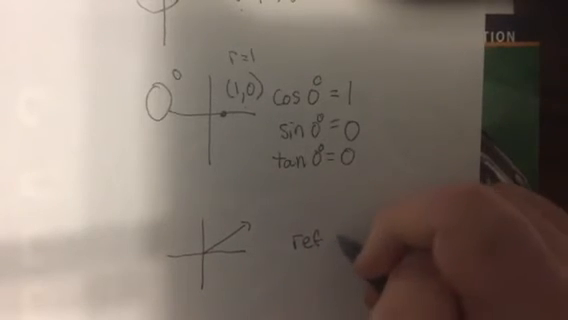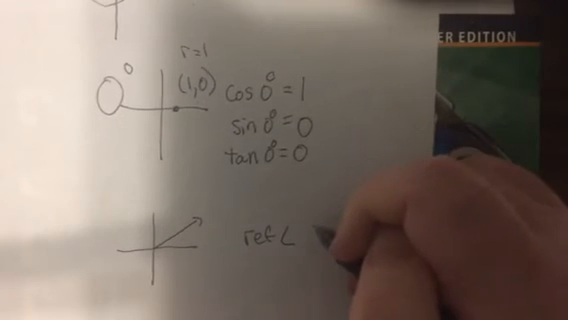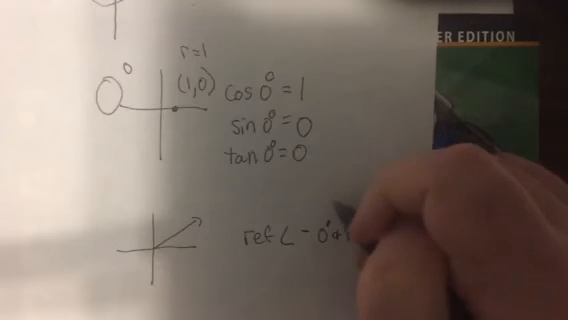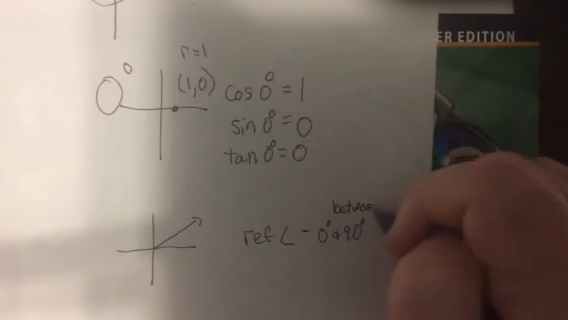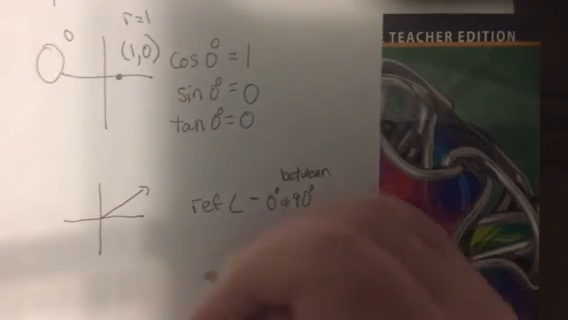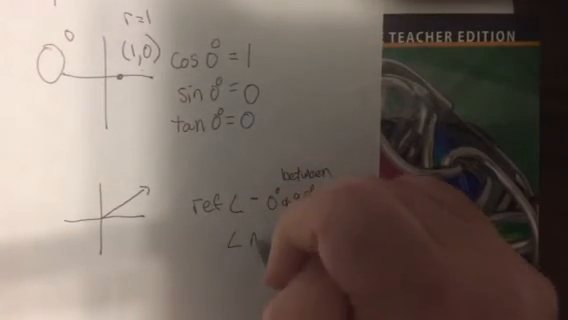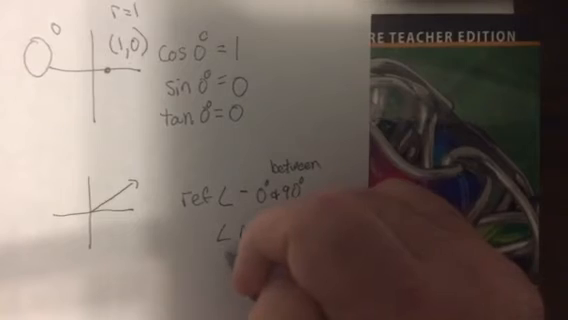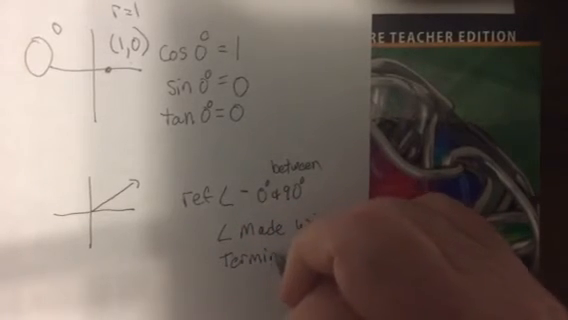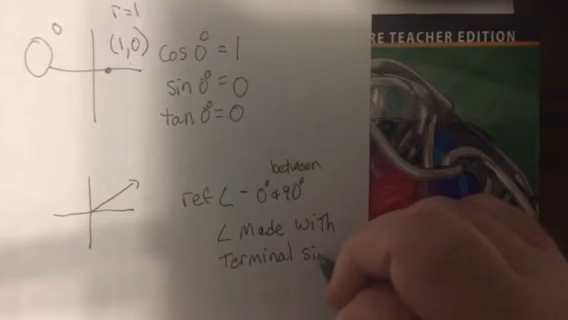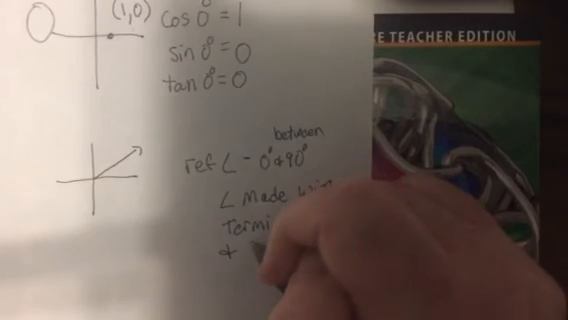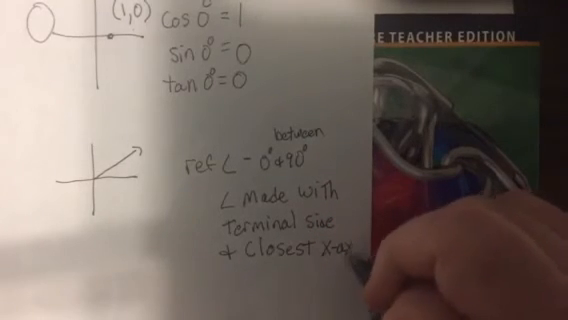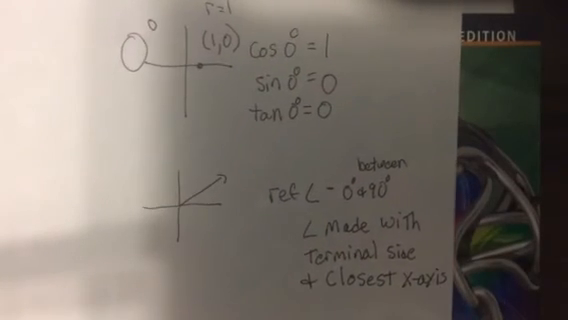Well, a reference angle is an angle that's between 0 and 90, and it's the angle made with the terminal side and the closest x-axis. So let's do a couple of those, and then we're going to actually use it.